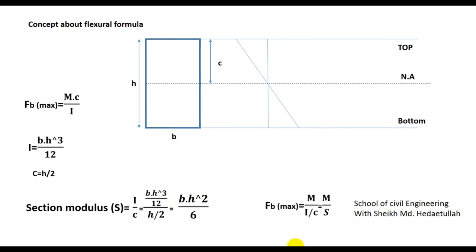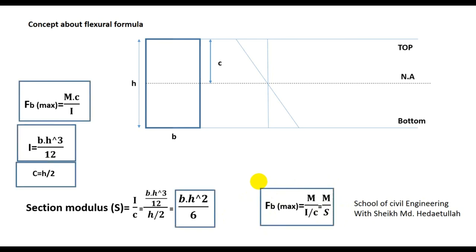And for Fb max, if we modify that equation, we can write the equation as M by S. So flexural stress is the ratio of maximum moment to section modulus. This is the maximum flexural stress. When you do the math, you have to remember this point. This is the equation that is very essential for finding the flexural stress in a beam.